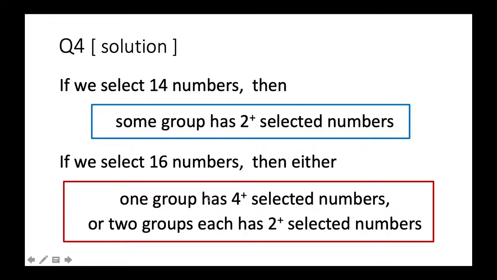If we do not have these two situations, what does that mean? We can only have one group with 3 numbers, and all the remaining groups must have only one selected number. So in that case, we have only 15 numbers. There is a contradiction. So either one group has 4 or more selected numbers, or we have two groups, each with 2 or more selected numbers. In either case, we are done, because we have 4 distinct numbers such that the sum or the difference is a multiple of 25.